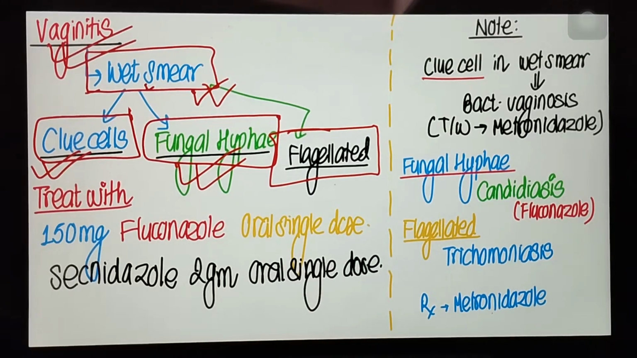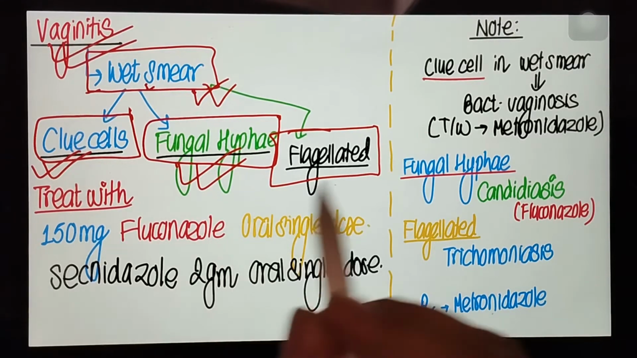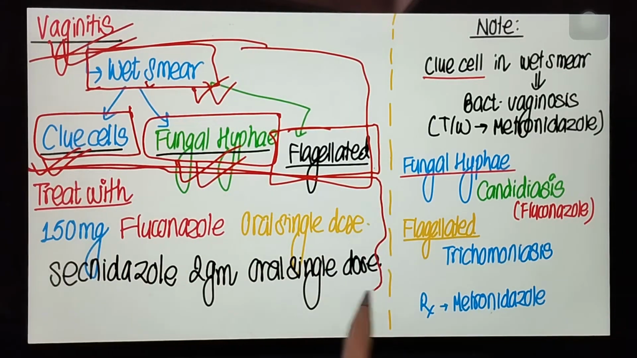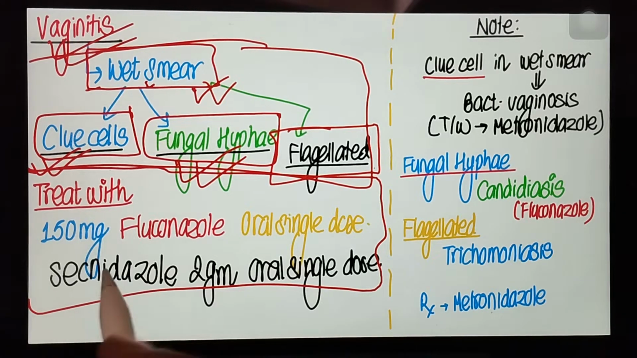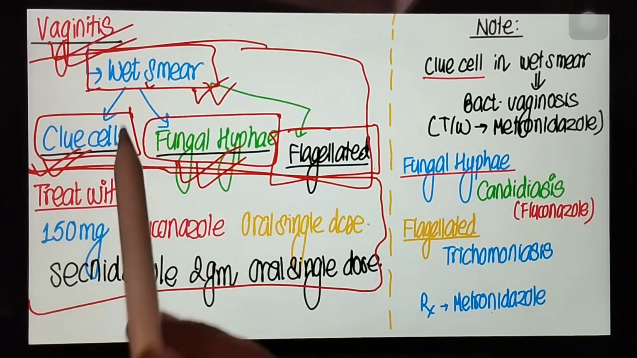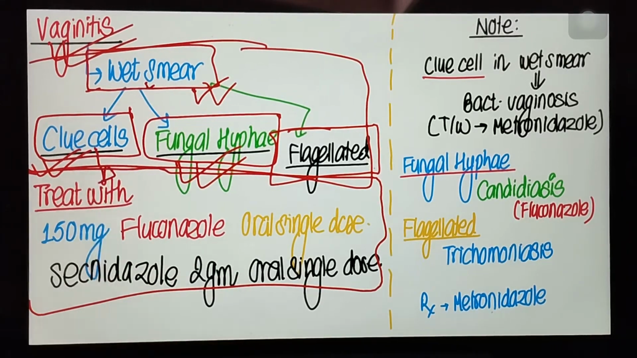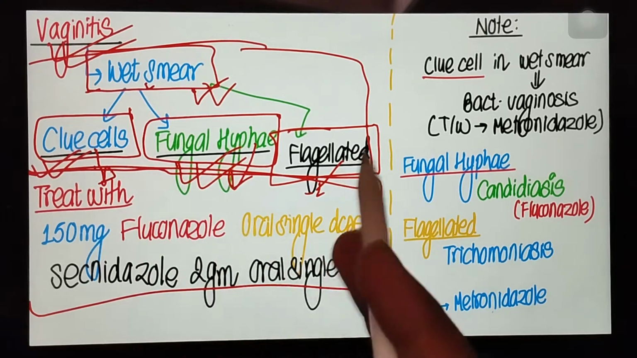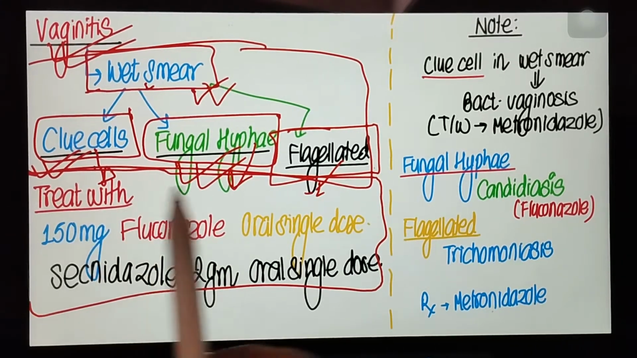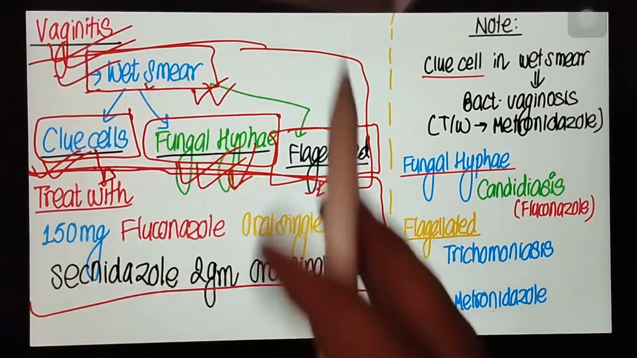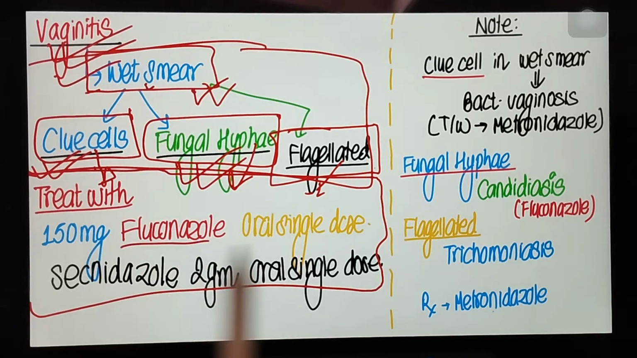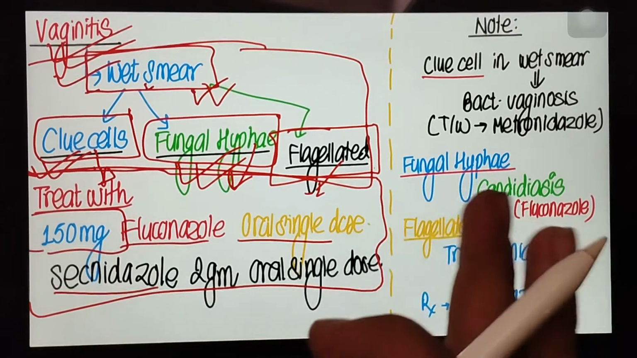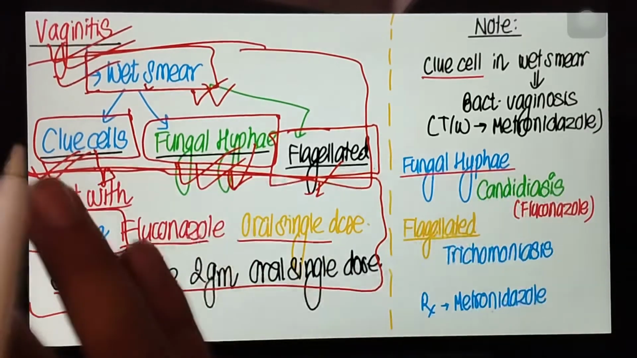If in the OPD or the hospital or health setting there is no wet smear, we cannot do it, then we have to treat the vaginitis fully, because the organism causing the vaginitis is not known. For treatment, if we have clue cells, then we can give metronidazole. If a flagellated organism, we can give metronidazole, and if fungal hyphae, we can give fluconazole. But if there is no test like a wet smear, then we have to treat all of these. So fluconazole oral single dose 150 mg must be given, with secnidazole 2 gram oral single dose, in vaginitis if we have to treat all three.